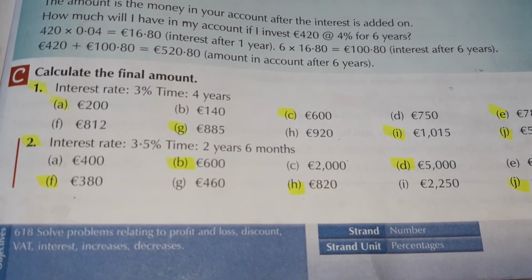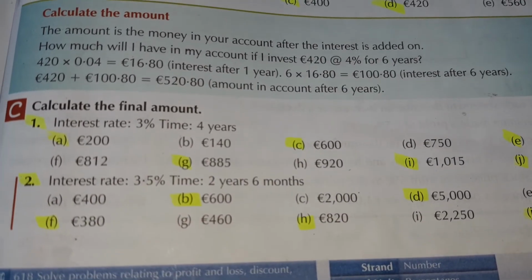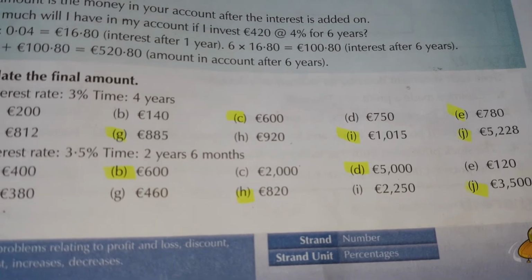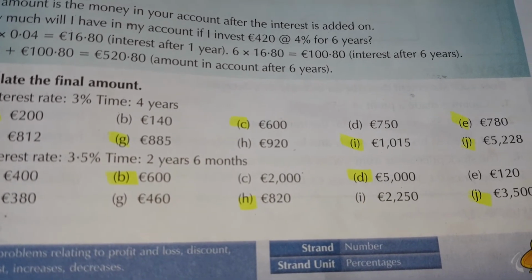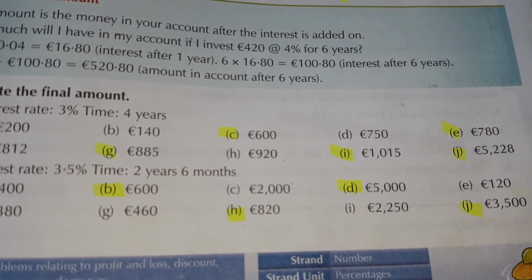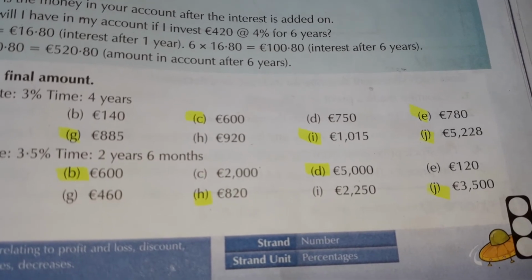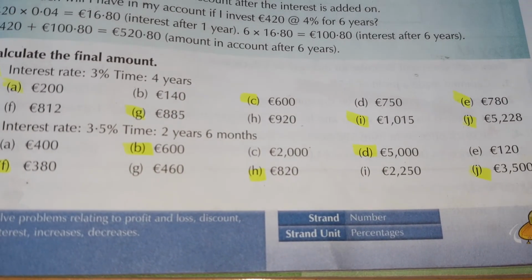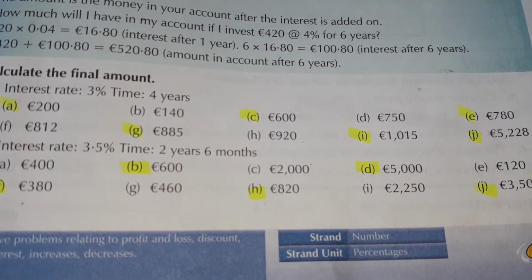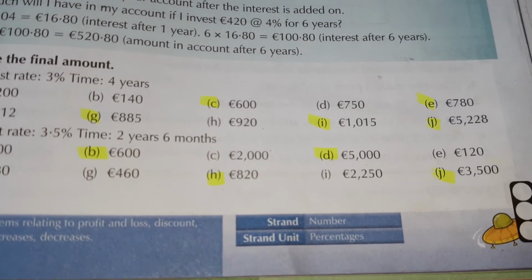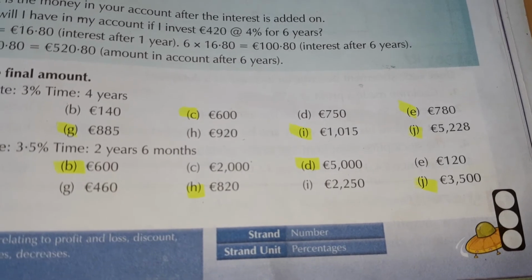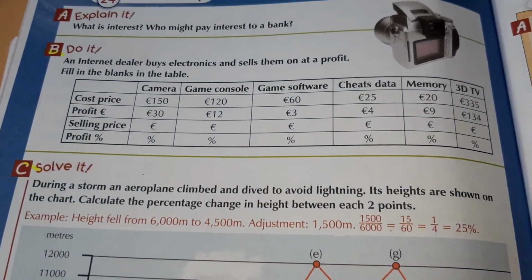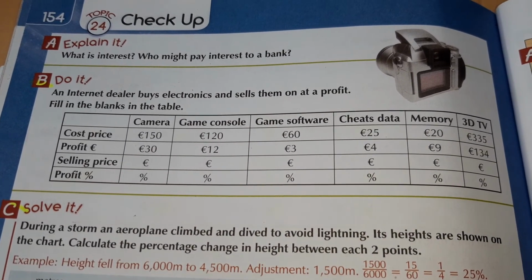So 2B then is €652.50. D is €5,437.50. F is €413.25. H is €891.75, and J is €3,806.25. So the last page then you have to do in this, Daniel, is the checkup page.